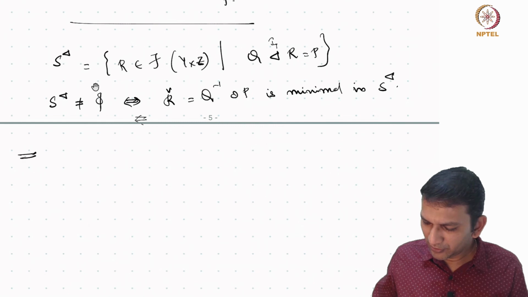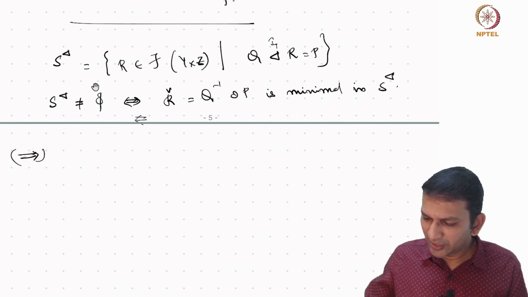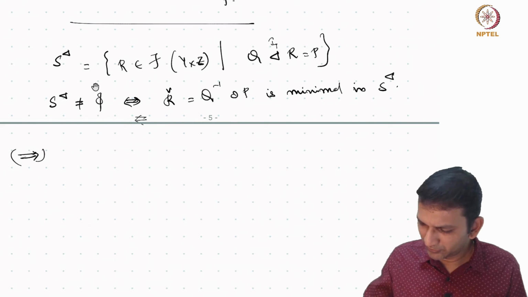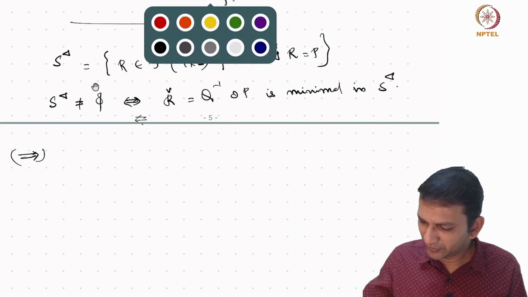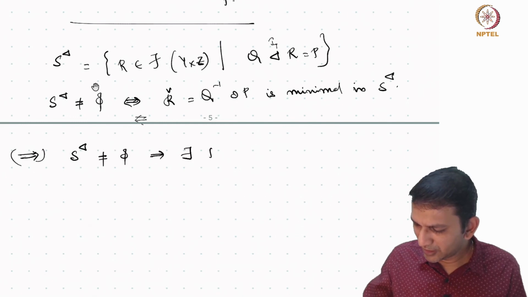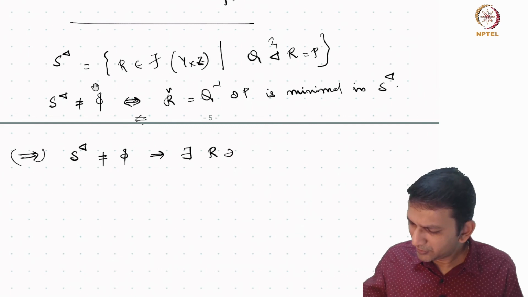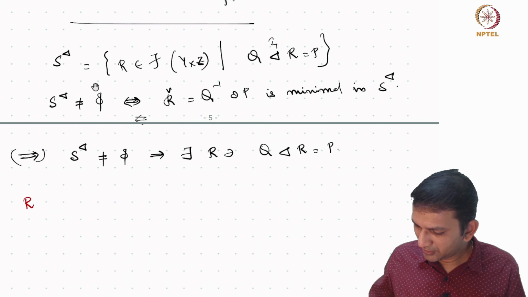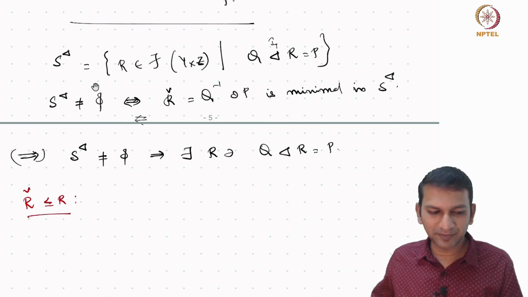Now let's prove the forward implication. Once again, what we are given now is S delta is not empty, this implies there exists an R such that Q delta R is equal to P. What we need to prove now is R check is smaller than any such R that we can consider.